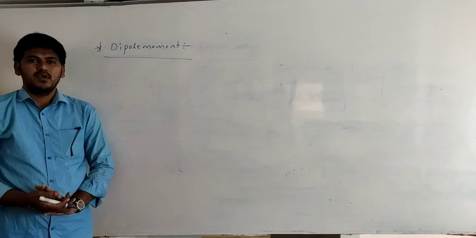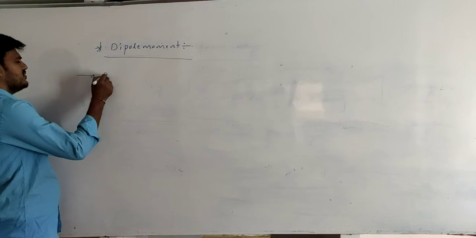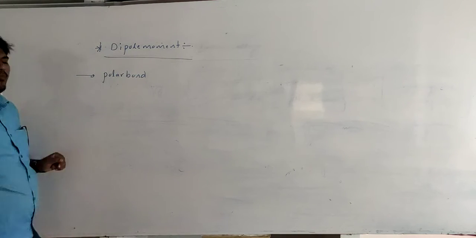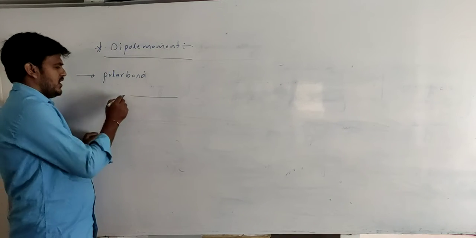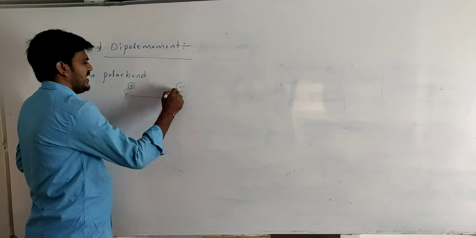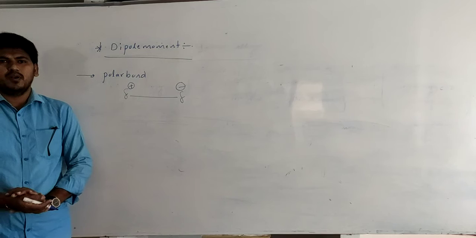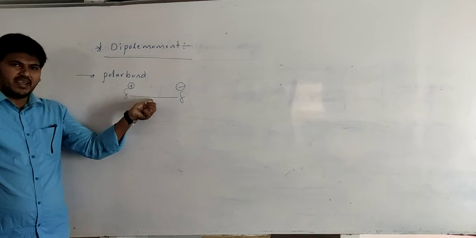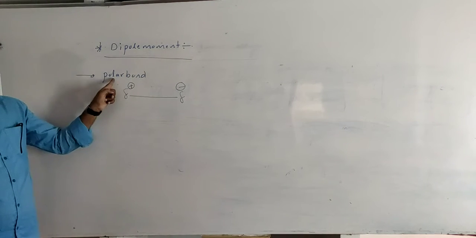Okay. First of all, what is meant by polar bond? Polar bond: the bond which contains partially positive charge and partially negative charge is called a polar bond.